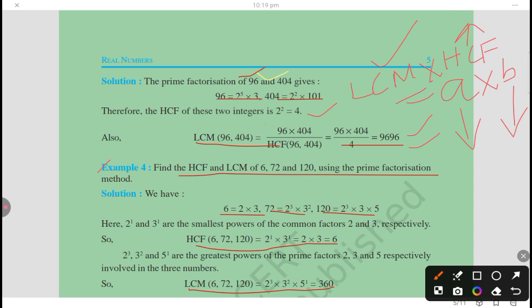In each case, 2 and 3. So 2 into 3 is 6. So 2 power 3, 3 power 2 and 5 are the greatest powers of the prime factors 2, 3, 5 respectively, involving the 3 numbers. So the LCM is 2 power 3, 3 power 2 into 5, which is 360.